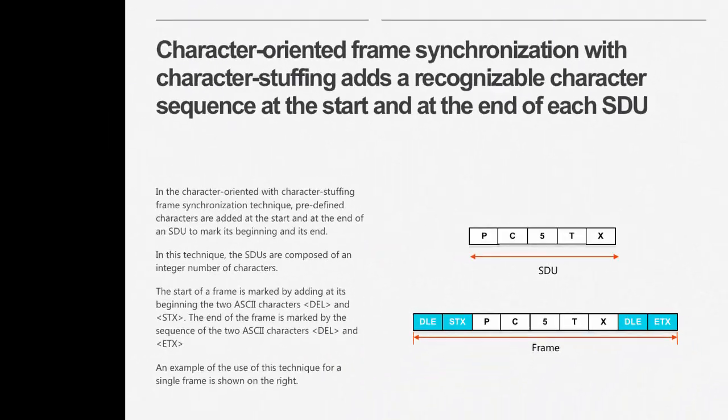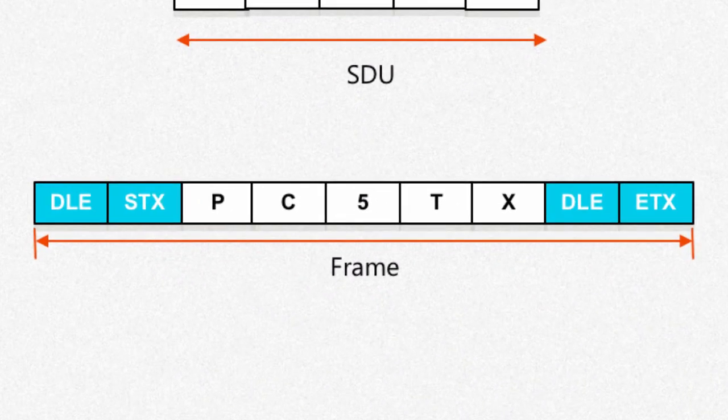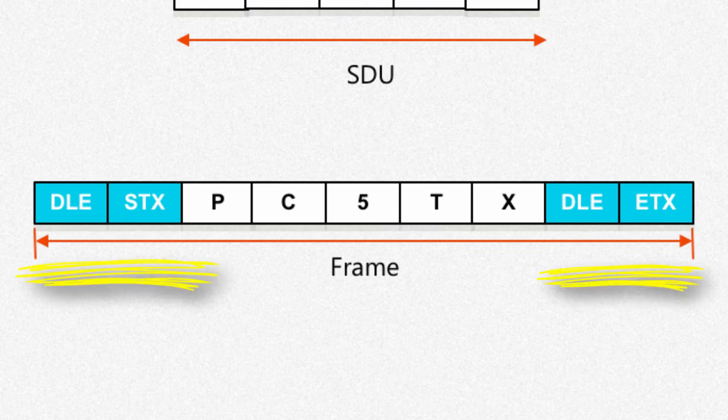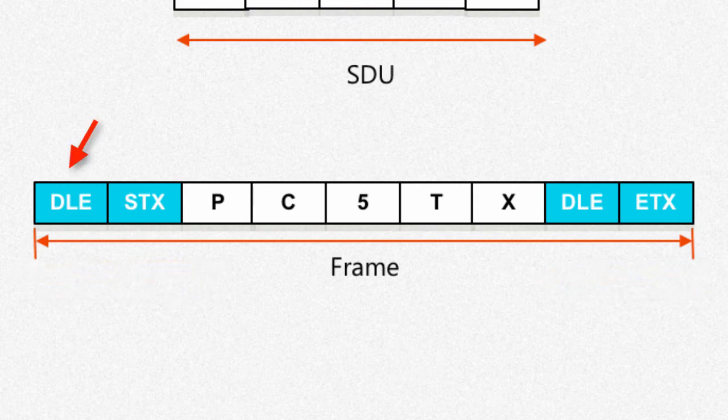The bottom figure here shows the way the characters will be passed to layer 1. You can see on the left and on the right in blue the two characters that are used to mark the beginning of the frame and the two characters that are used to mark the end of the frame. The beginning is marked by DLE-STX. DLE is an escape character.